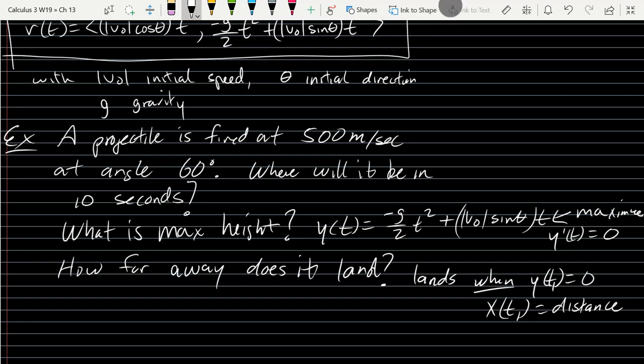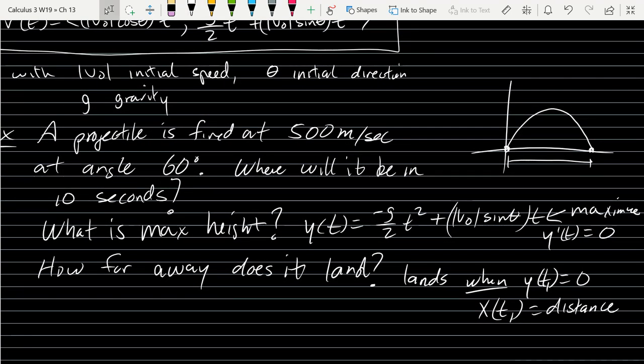I'll redraw that graph really quickly, what the projectile motion looks like. We're going to figure out how far apart those two points are. Be careful when you set y of t equals 0, because there will be two solutions. You'll get t equals 0 or t is a positive value. I'll give you 2 minutes to work on this and see how many of these you can get.